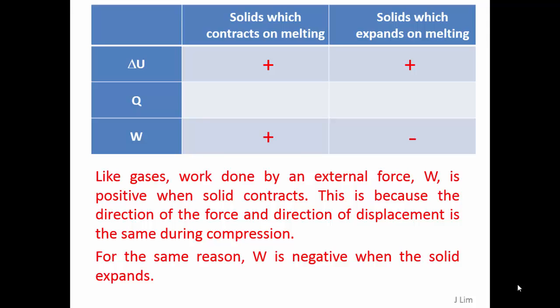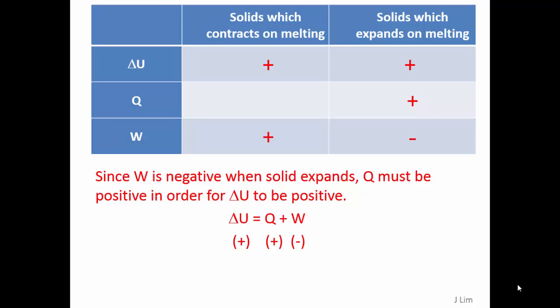This is because the direction of the force and direction of displacement is the same during compression. So for the same reason, W is negative when the solid expands. Since W is negative when the solid expands, Q must be positive in order for delta U to be positive.